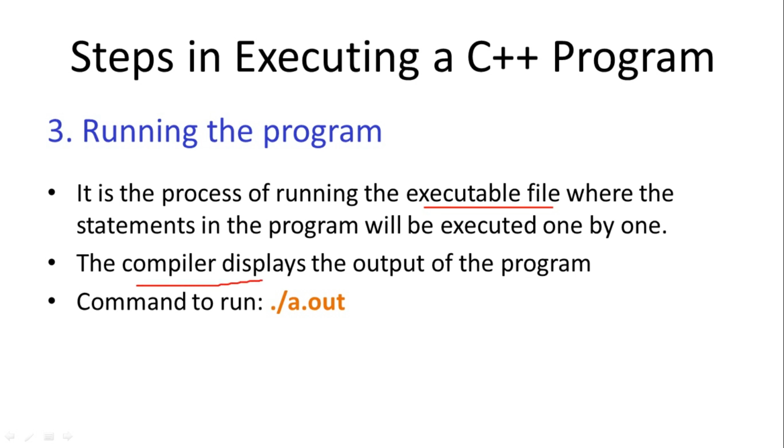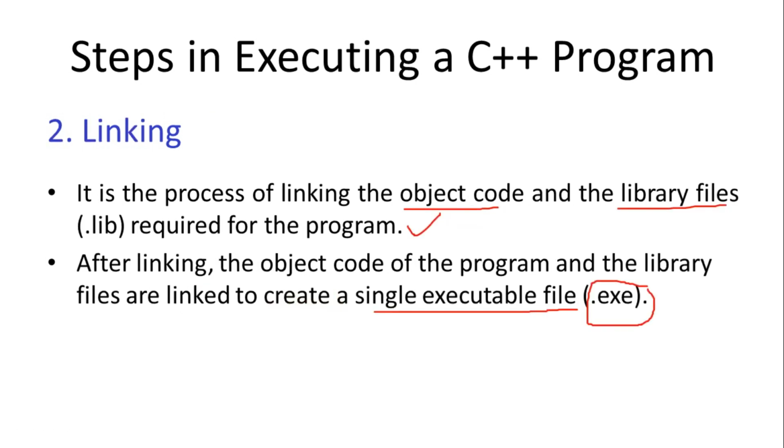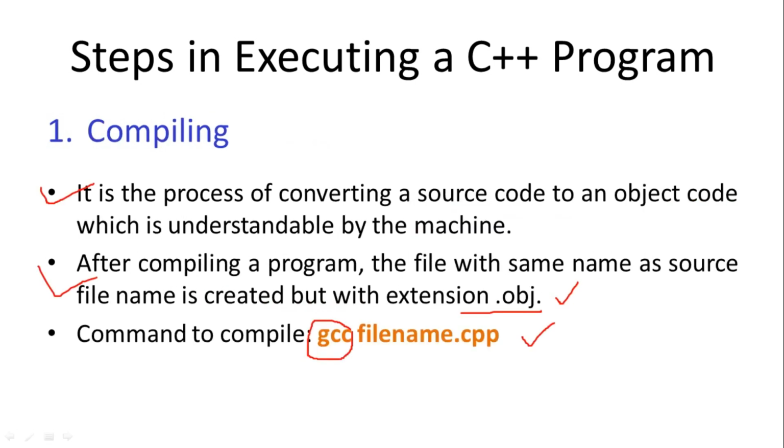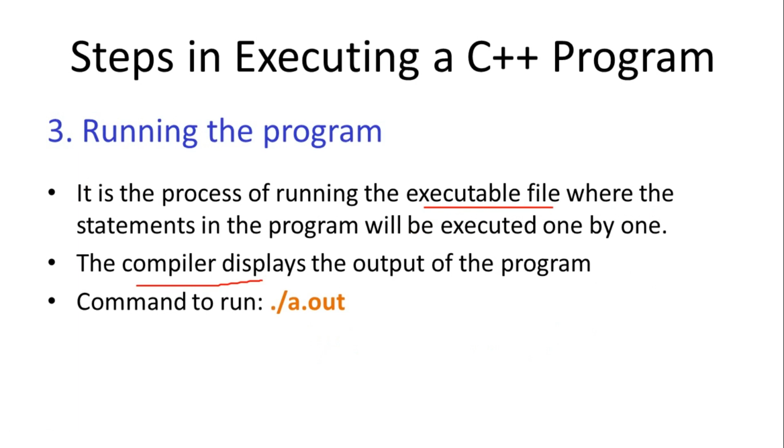Earlier we saw the syntax for compiling your program using the GCC compiler: you write on the command prompt gcc, space, filename.cpp. If you want to run your program using GCC, on the command prompt you just write ./a.out. The output of the program that you have recently compiled will be shown on the compiler itself. So these are the steps for executing any C++ program: first is compilation, second is linking, and third is running the program.